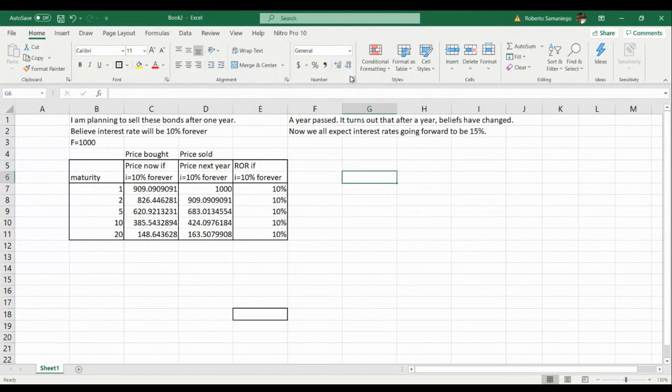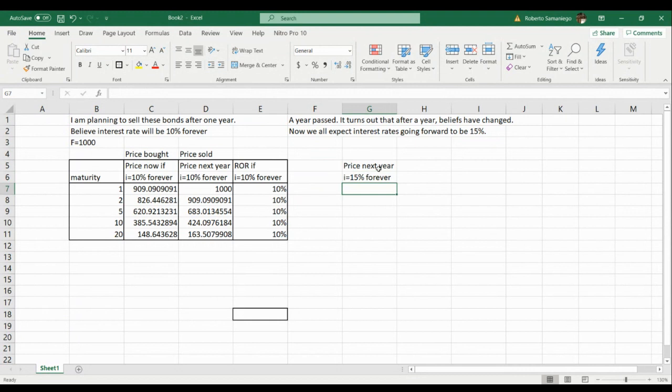What do we need now? Well, the price bought is the price bought. We already bought it with the belief that interest rates were going to be 10% going forward. This change in information or in beliefs, however, does affect the price at which we sell it. Because everyone else believes that interest rates going forward will be 15%. So we need the price next year if i equals 15% forever.